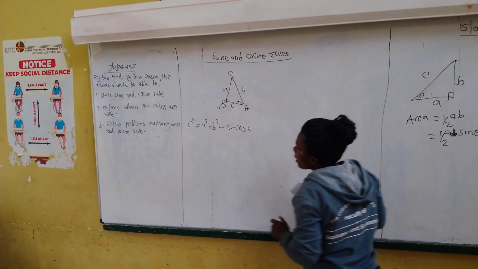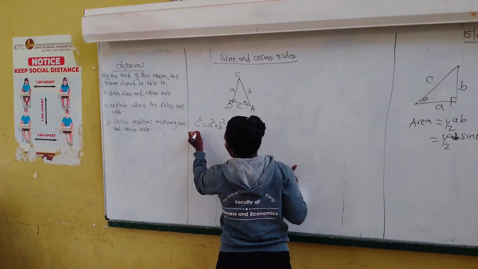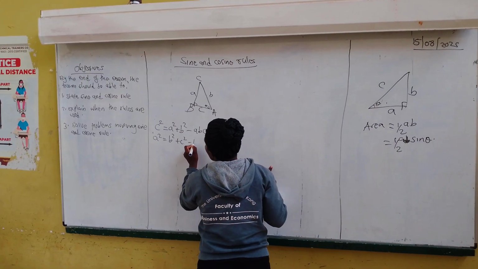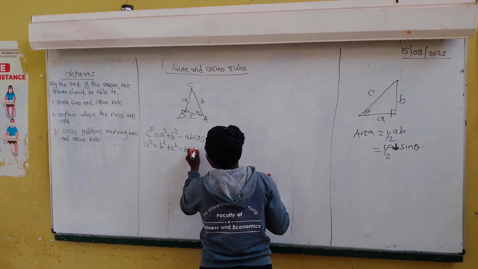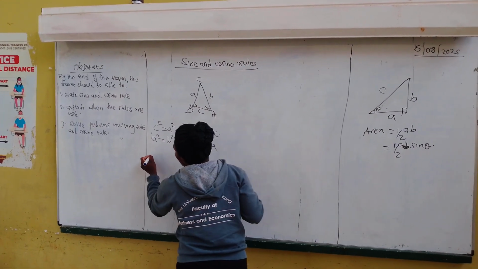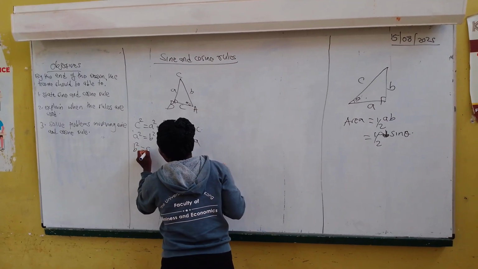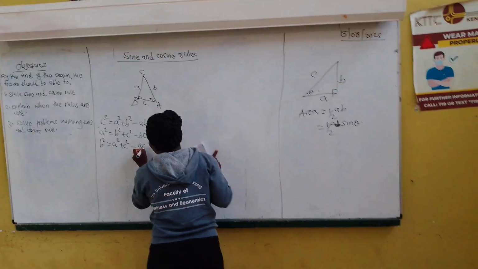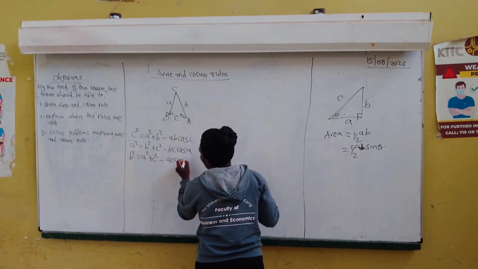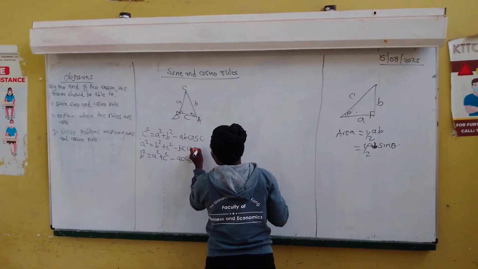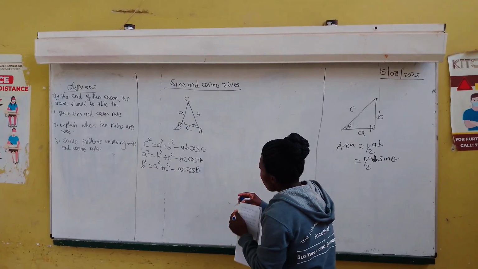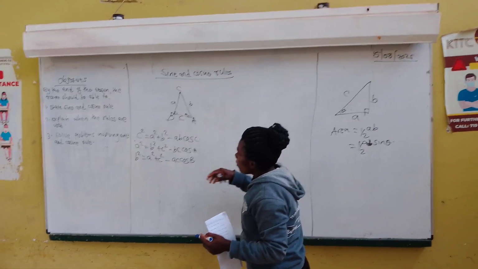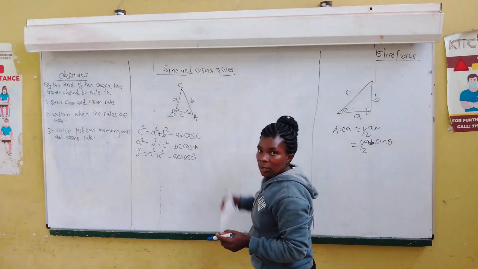We can also use a squared is equal to b squared plus c squared minus 2bc cos A. And lastly, b squared is equal to a squared plus c squared minus 2ac cos B. That means that when you have both the sides but you don't have the angle, when you are told to calculate either the angle or the other side, we use the cosine rule.